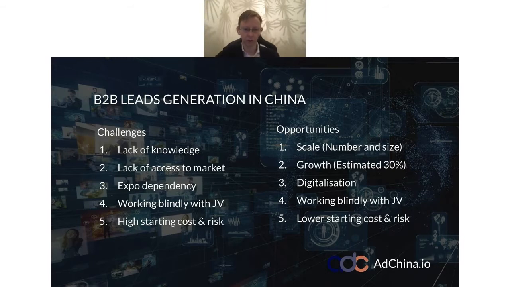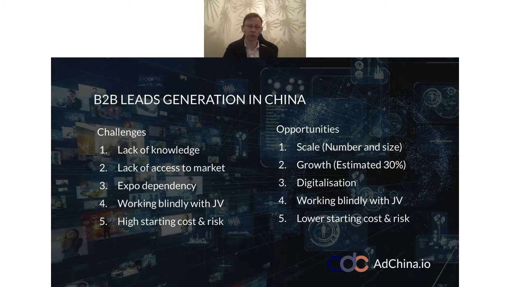Then the third opportunity is around digitalization. It used to be that in order to succeed in China, you'd have to find a local partner, someone with some guanxi, some relationship, and build it through there, focusing on catching the one big fish.